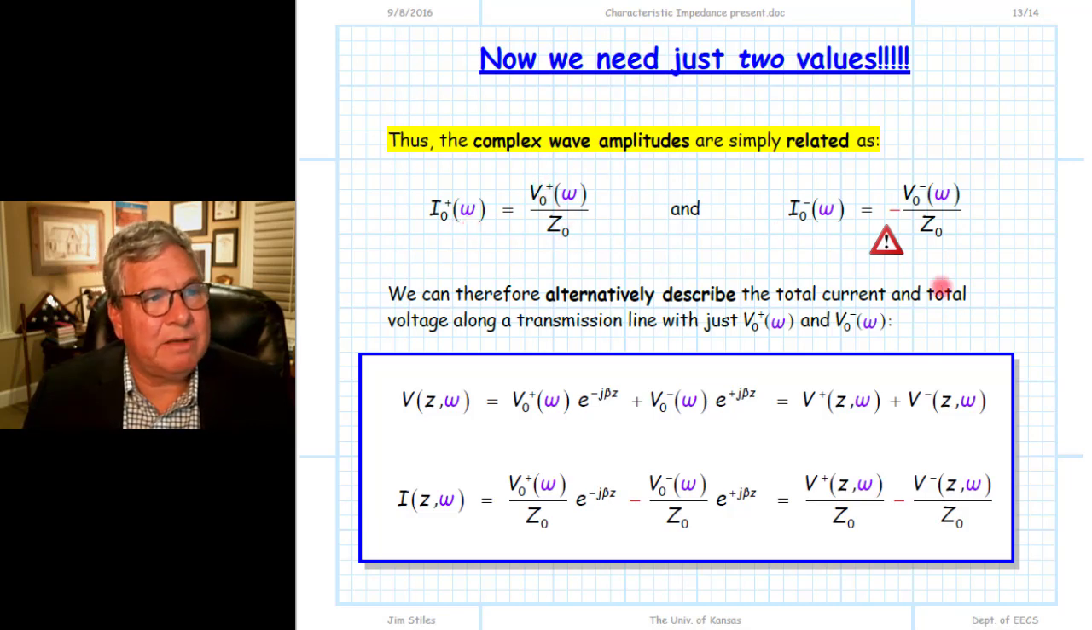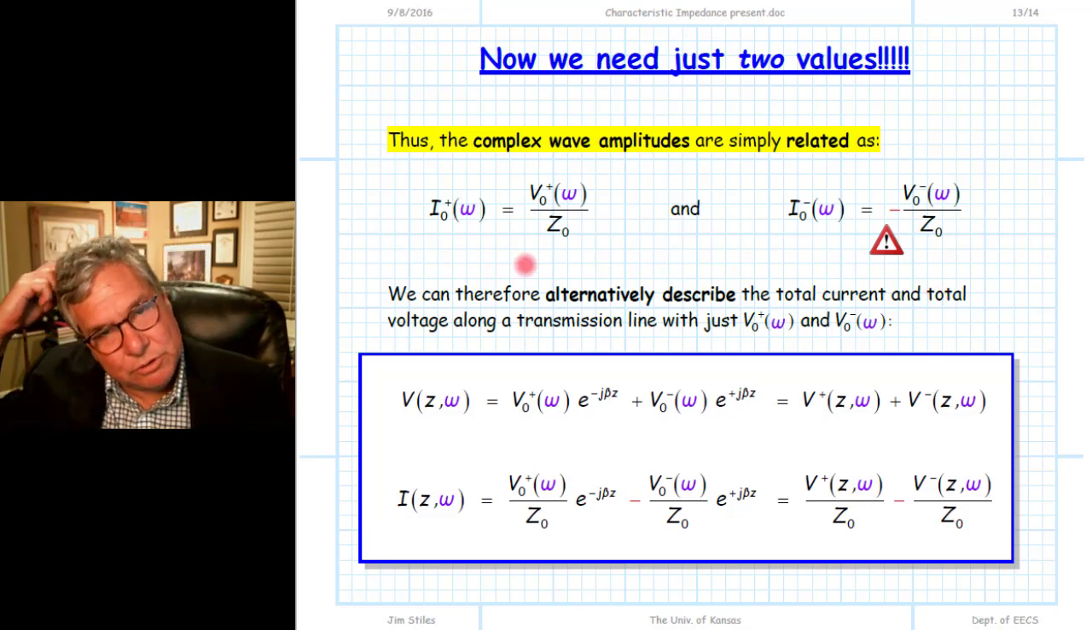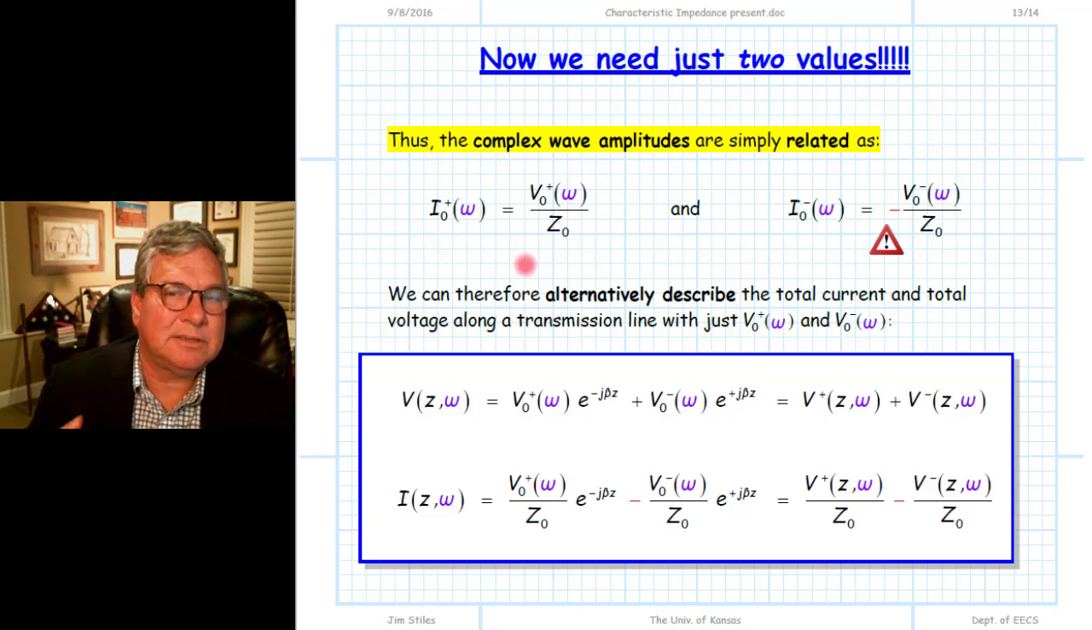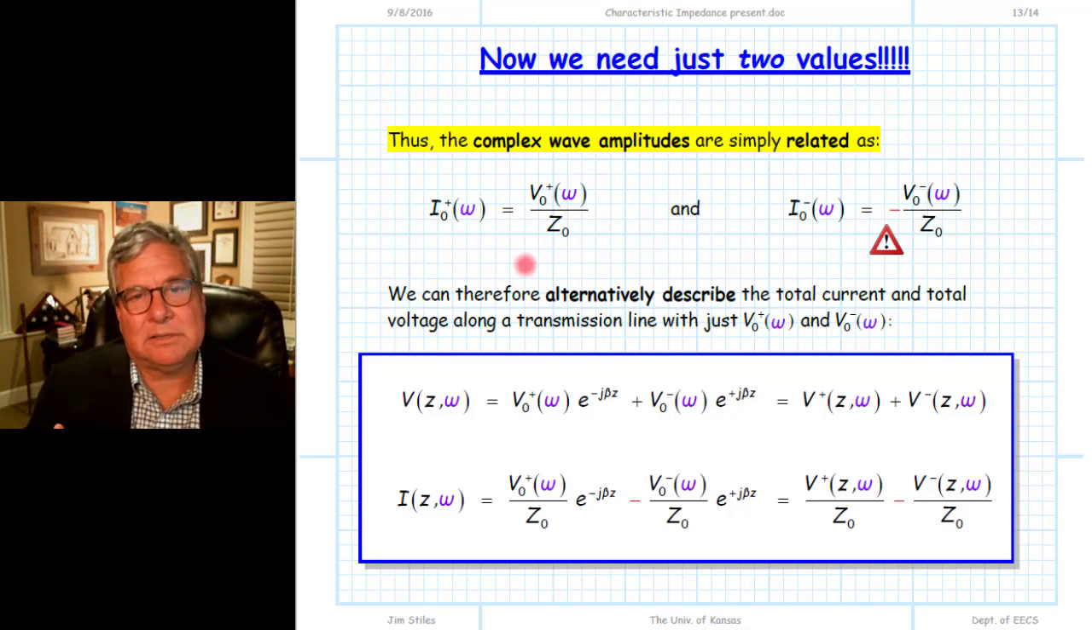For the minus going wave, we do a similar thing here, relate the complex wave amplitude I0 minus to the complex wave amplitude V0 minus. And notice there's a minus sign there in that relationship. So why are we pointing this out? Remember, in the telegrapher equation solutions, we said there are 4 complex constants that we had to find: V0 plus, V0 minus, I0 plus, and I0 minus. We found those 4, we found everything.